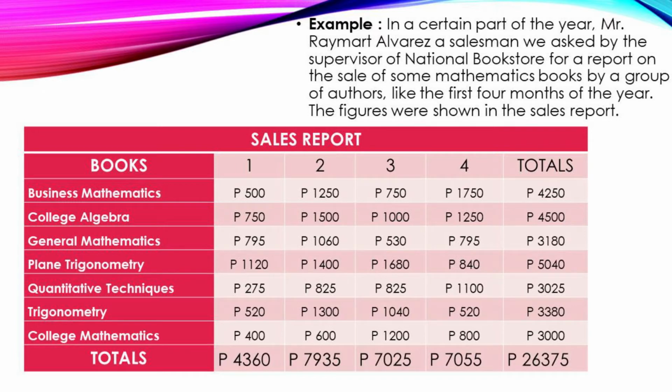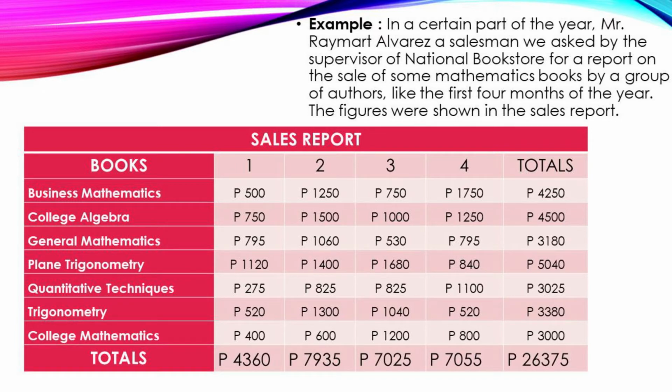Third, for general mathematics books, first month we have 795 pesos. Second month, 1,060 pesos. Third month, 530 pesos. Fourth month, 795 pesos. Then the total for first month to fourth month in general mathematics is 3,180 pesos. Fourth, for plane trigonometry, first month we have 1,120 pesos.